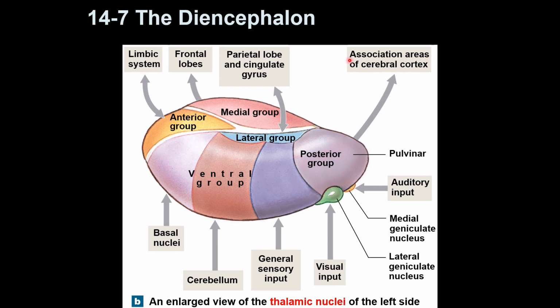understand this part. You have the lateral group, and the lateral group is connected with the parietal lobe and the cingulate gyrus. I will show these areas to you in a few minutes. The medial group is connected with the frontal lobe, and the anterior group is part of the limbic system, and I will show all these areas to you in a few minutes.